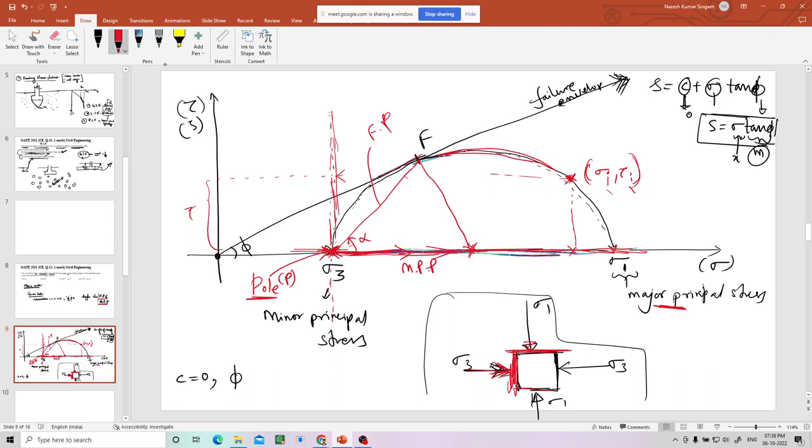We know this angle is 90. Why? Because you are connecting the point of intersection of the tangent and the circle, this point, to the center of the circle. So it will make 90 degrees with the tangent, that we know according to the properties. This I already derived in the previous class, right? You need to find out alpha, that's it.